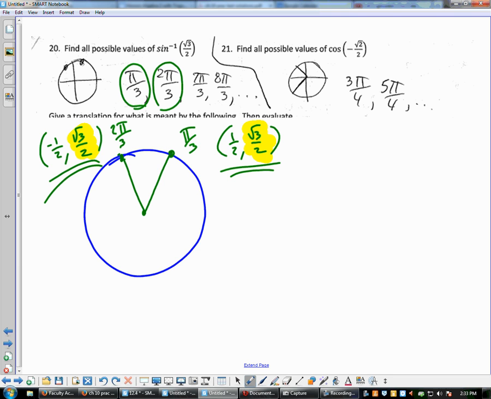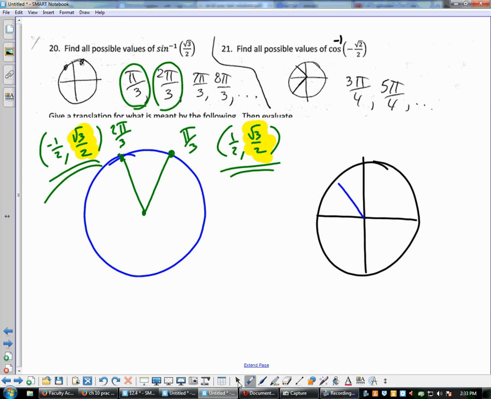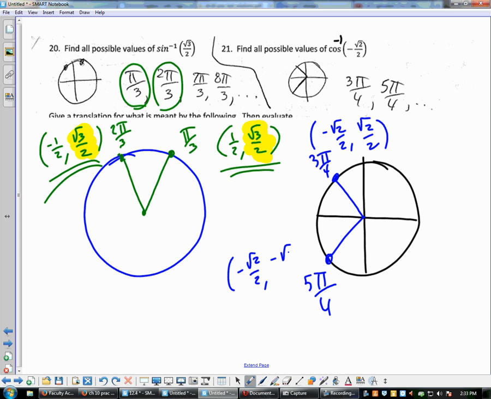For number 21, find all possible values of cosine of negative, my bad, again, another error, this one on me for typing this. This should have been cosine inverse of negative square root of 2 over 2. That means find the angle whose cosine is negative square root of 2 over 2. So on our unit circle, that occurs here at 3 pi over 4, which is right here, and at 5 pi over 4, which is right here. 3 pi over 4 has the ordered pair negative square root of 2 over 2, positive square root of 2 over 2. And 5 pi over 4 has the ordered pair negative square root of 2 over 2, negative square root of 2 over 2.